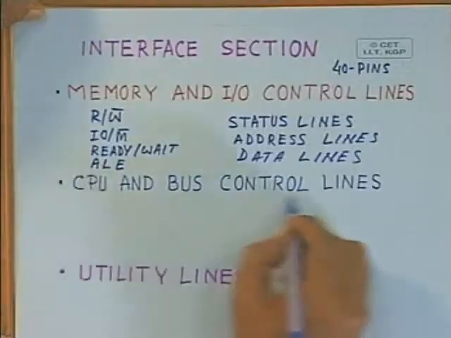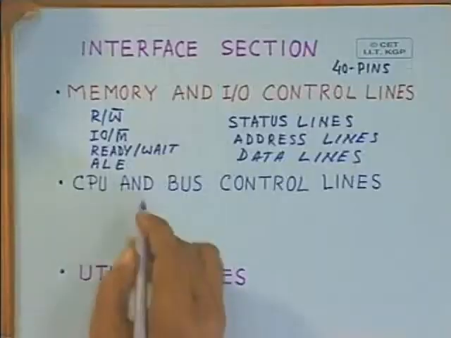Then you will require some lines with the help of which the CPU can be controlled from the outside world. Sometimes you may have to interrupt the CPU. You have to send some signal to the CPU so that the bus is relinquished for say direct memory access mode of data transfer. So for that purpose, some lines are provided on the interface section as part of the system bus, and these lines can be classified.